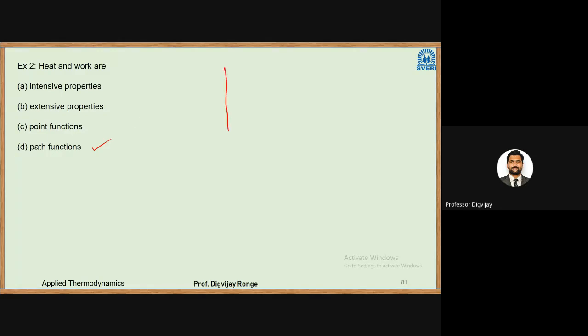If I draw a diagram of pressure versus volume, this is state 1, this is state 2. It undergoes some kind of expansion. If I calculate the work in this case, it will be this much. If I take another path, in that case the work will be more. So it always depends on the path.